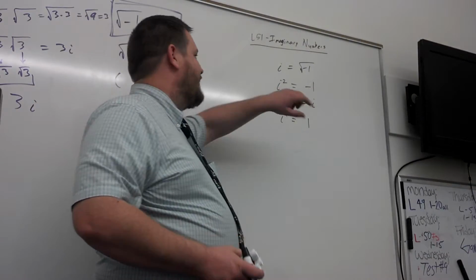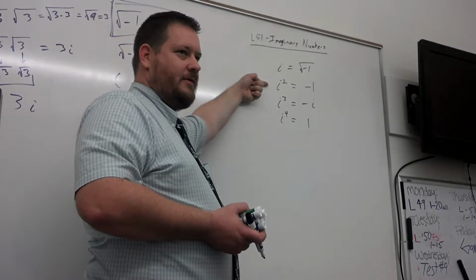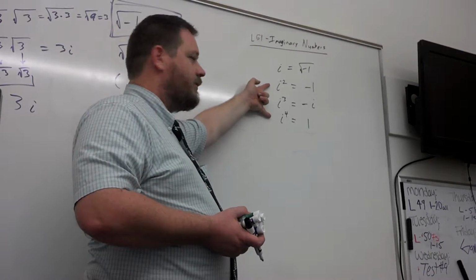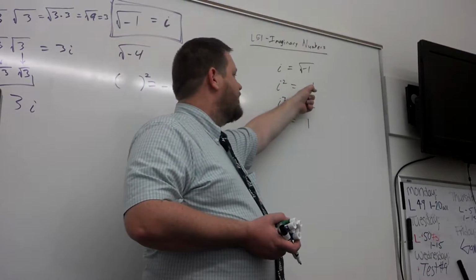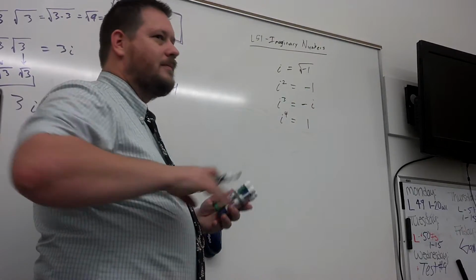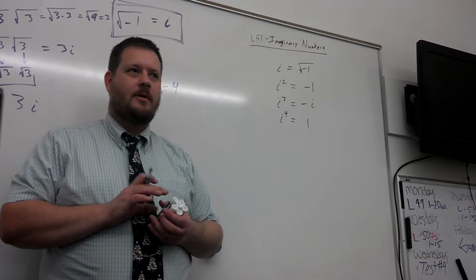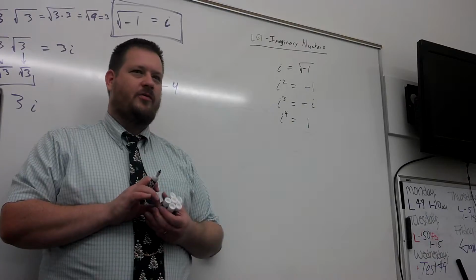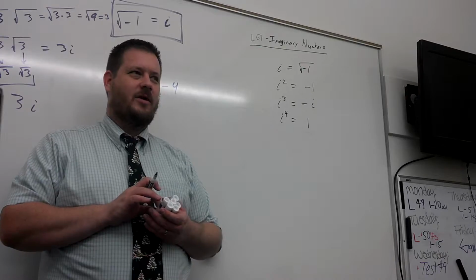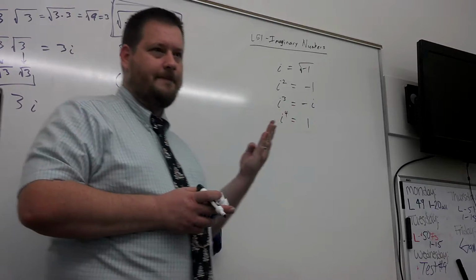Sometimes it's easier to skip this, but take this equation and square both sides. i squared is i to the fourth, and negative 1 squared is 1. So i to the eighth would be 1 again. What's i to the 12th? 1. i to the 16th? 1. i to the 20th? 1. i to the 24th? 1. i to the 400th? 1. Good job. Every four i's that you multiply together is 1.